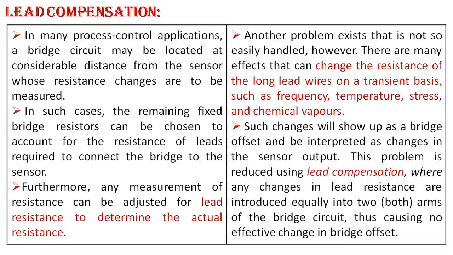Another problem exists that is not so easily handled. There are many effects that can change the resistance of long lead wires on a transient basis, such as frequency, temperature, and chemical vapor. Such changes will show up as a bridge offset and be interpreted as changes in the sensor output. This problem is reduced using lead compensation, where any changes in lead resistance are introduced equally into both arms of the bridge circuit, thus causing no effective change in bridge offset.